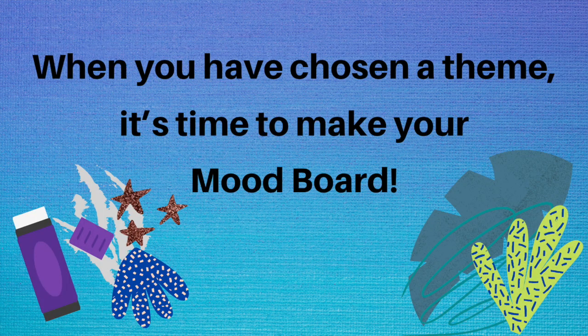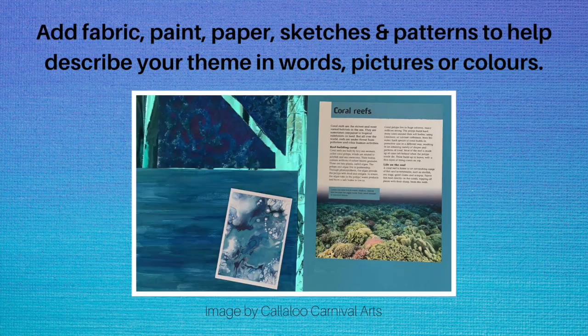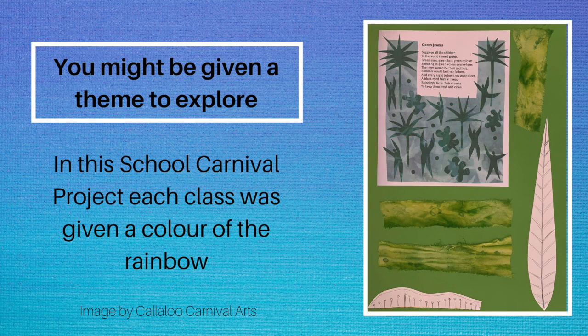When you've chosen a theme, it's time to make your mood board. Collect your ideas and information about your theme with pictures and fabrics. Collage the materials onto a piece of card or cardboard. Add fabric, paint, paper, sketches and patterns to help describe your theme in words, pictures or colours. You might be given a theme to explore. In this school carnival project, each class was given a colour of the rainbow.